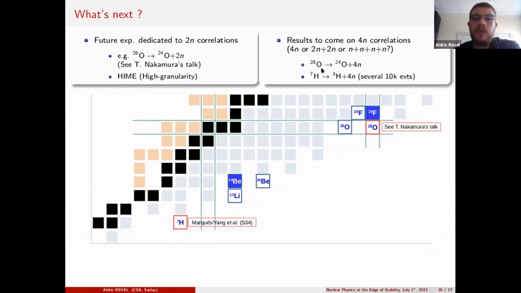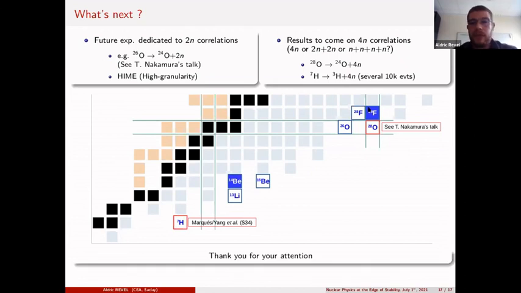And there is another experiment that has been performed by the group from Miguel on spectroscopy of hydrogen-7 decaying toward tritium plus 4 neutrons. In this case, we have a very high statistic of about several 10,000 events for such correlation, meaning several tens of events in which we detect all particles, so 4 neutrons plus the triton. And so that is it for me. Thank you for your attention.